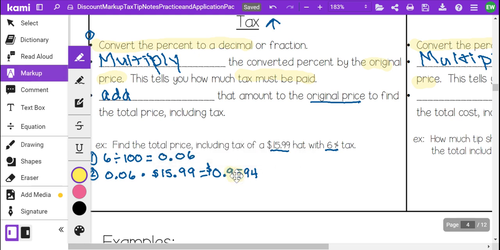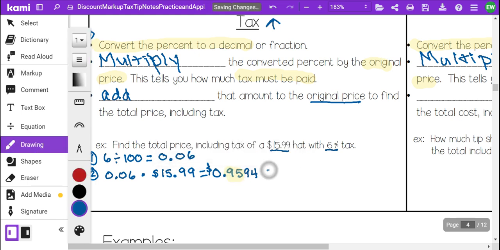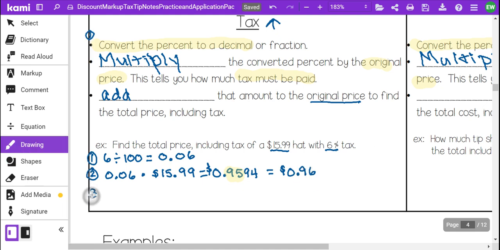So I'm going to go ahead and round it. That 5 is going to round up to a 6 because there's a 9 behind it. It's closer to 6. Okay, my last step is we're adding. Add the tax to the original price.